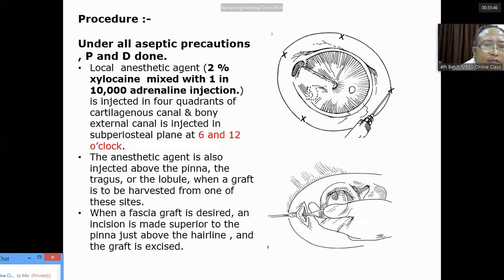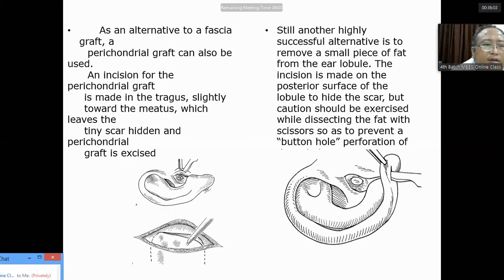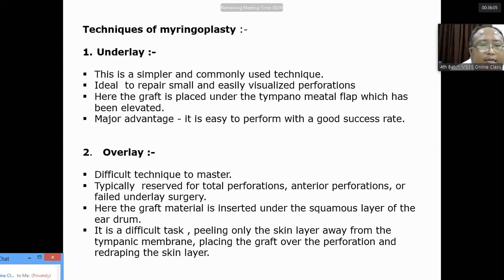These are the three incisions. We give them under local anesthesia, especially using 2% xylocaine with adrenaline for reducing the bleeding, which is the adrenaline part. And the technique: the underlay technique and the overlay. Underlay technique we usually use.